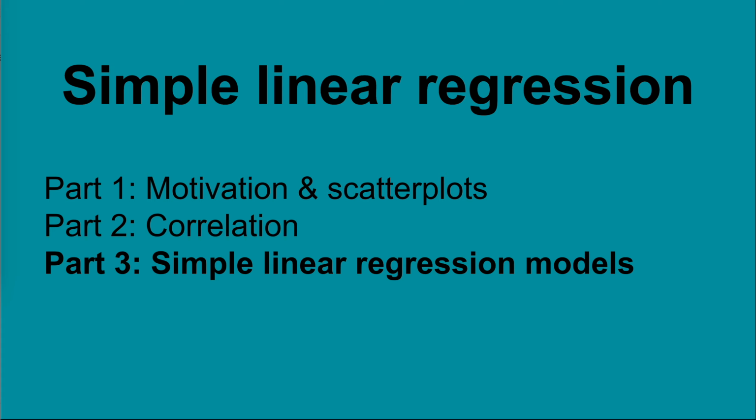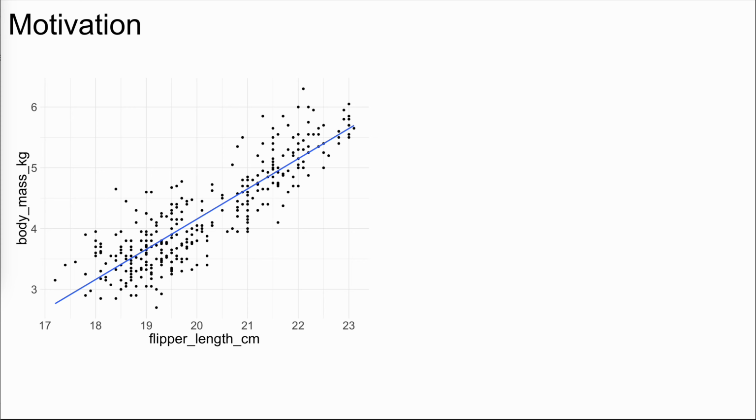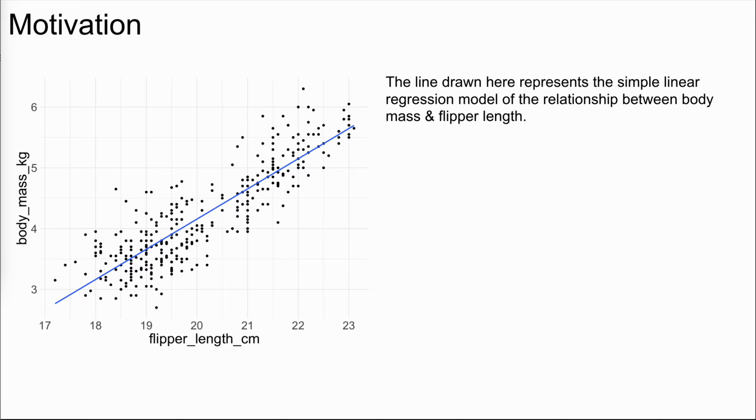In part 3 of this 3-part video series on simple linear regression, we'll deepen our numerical summaries to include statistical models. In our penguin example, we observed a positive linear relationship of body mass with flipper length. The line drawn here represents the simple linear regression model of this relationship.